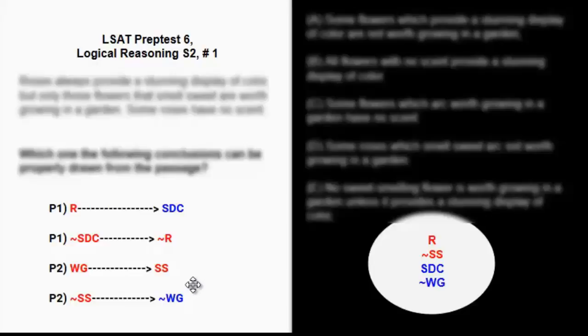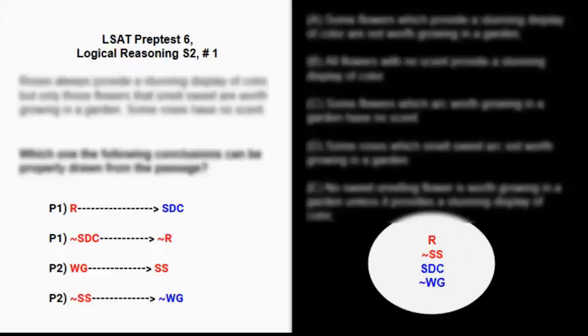C says some flowers which are worth growing in a garden have no scent. Let's see if that's going to be right. Some flowers which are worth growing: we only know something if they're not worth growing, guys. We don't know anything if they are worth growing. So that's wrong. D says some roses which are sweet smelling are not worth growing in a garden. We only know something if they're not sweet smelling. We don't know anything about them being sweet smelling. So that's wrong.